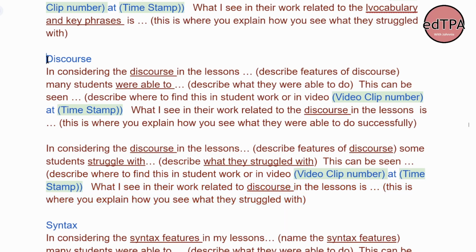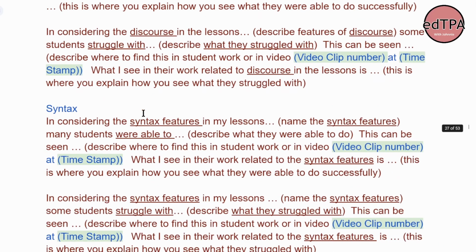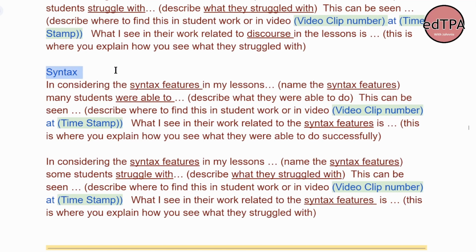Okay, again, so discourse, what they were able to do, what they struggled with, and you need to have the evidence. Lastly, syntax, same structure. In considering the syntax features of my lessons, name the syntax features. Many students were able to. Describe what they were able to do. This can be seen. Describe where to find this in student work or in video clip number at timestamp.